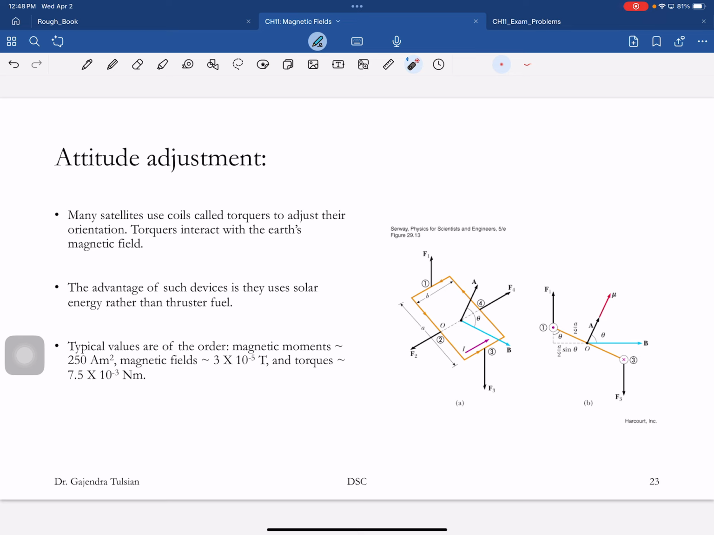Now the deal with this thing is, as you go further and further away, the Earth's magnetic field is getting weaker and weaker. So this thing is useful in low Earth orbits. Okay, you can't use this for geostationary satellites. You're too far away.